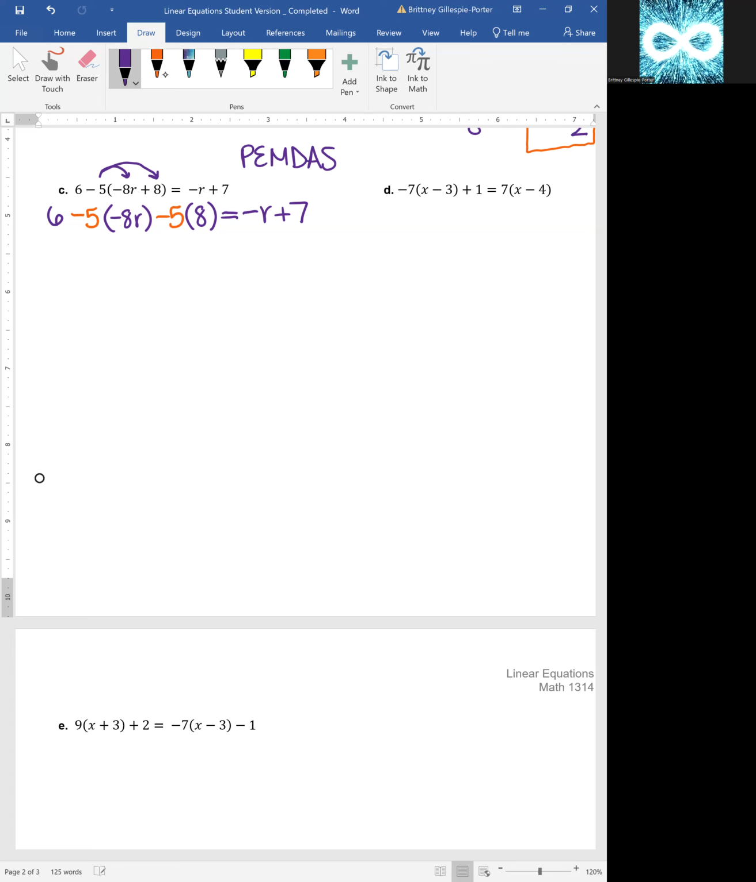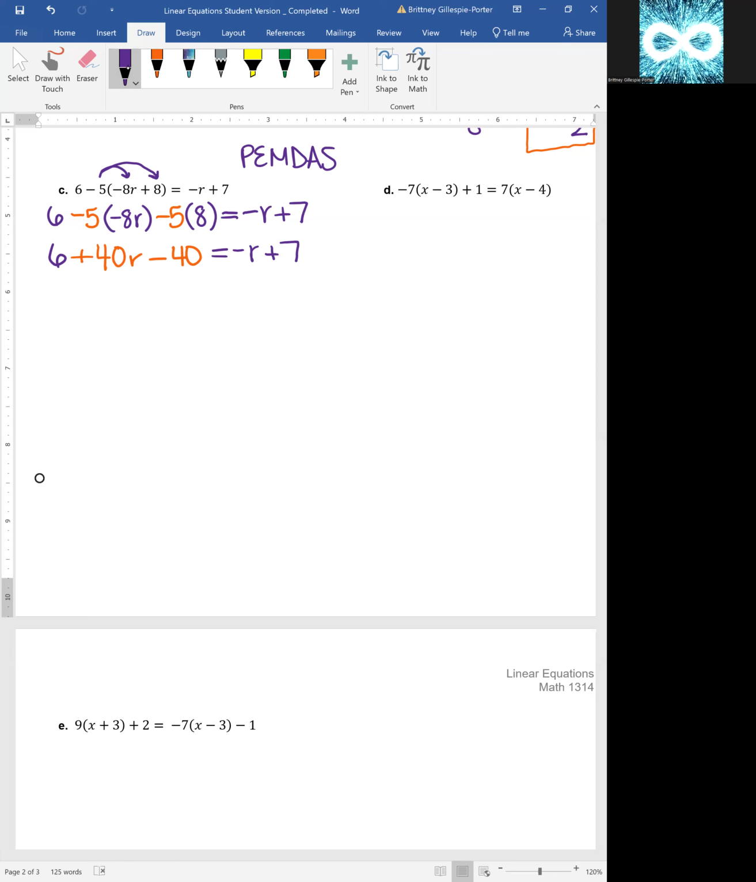Let's go ahead and simplify, perform the arithmetic. We have 6, negative 5 times negative 8 is a positive 40. Since it's positive, we're going to put plus 40r. That's kind of a weird looking 40r. So let's try that again. 40r. There we go. And negative 5 times positive 8 gets us a negative 40. And that's equal to negative r plus 7.